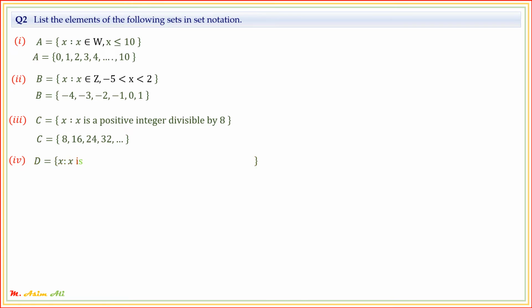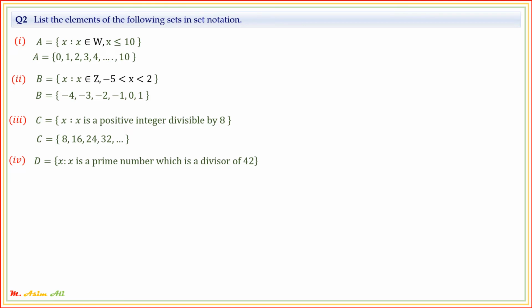Fourth example, D is a set of elements x such that x is a prime number which is a divisor of 42. So there are two things that x should possess. It should be a prime number and it also should be a divisor or factor of 42. Divisor is another word for factor.